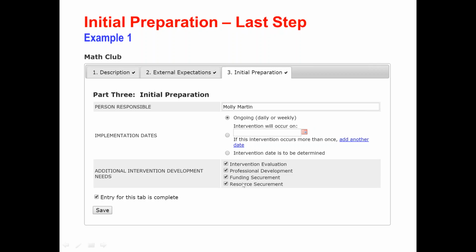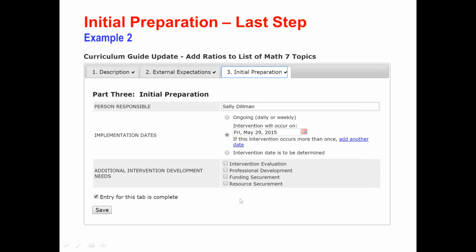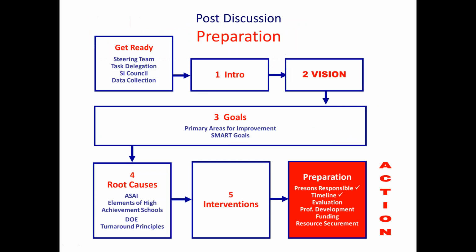Whatever you checked in the last step is what the system is going to ask you to prepare in this step. And you will be able to go back and edit those if you've changed your mind. So that was in the last step, in the intervention step. Okay. So today we're talking about preparation, and we've already done two steps. The person responsible you've already done for each of your interventions, and the timeline you've already done.